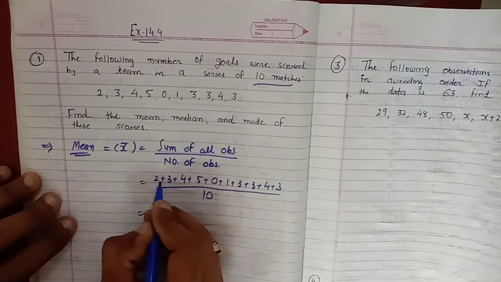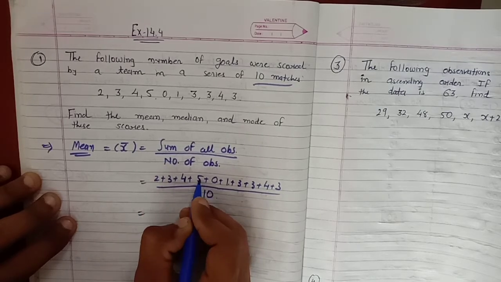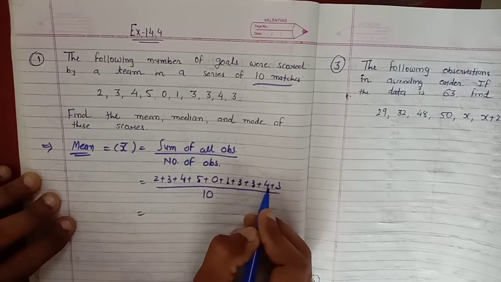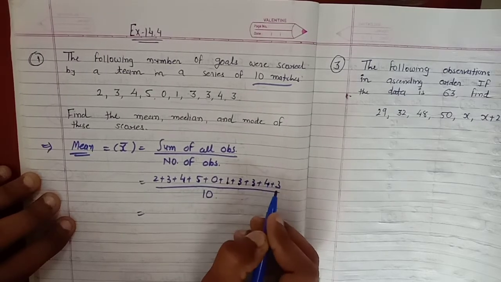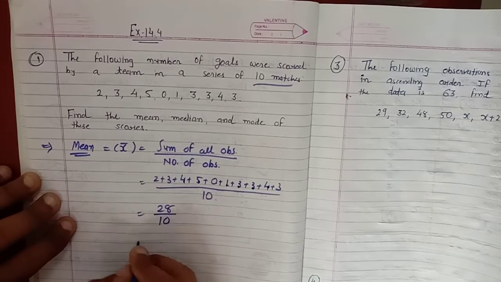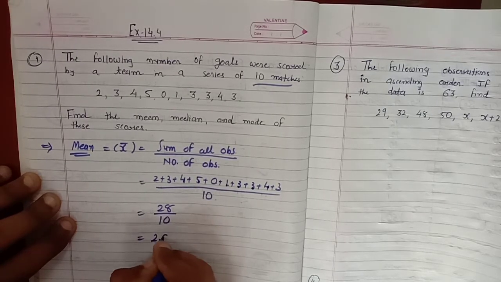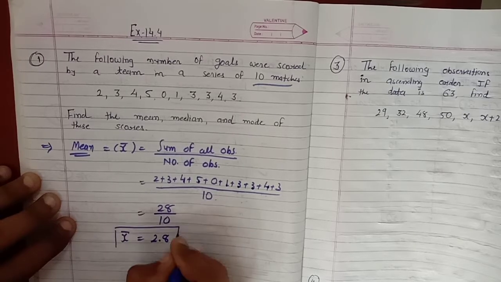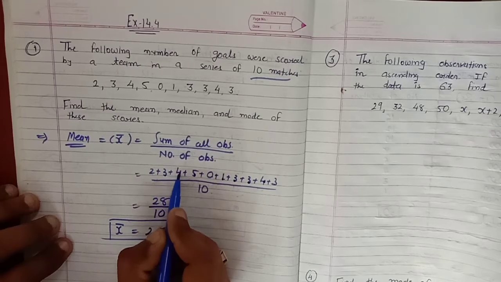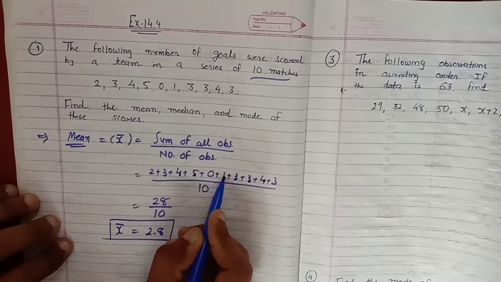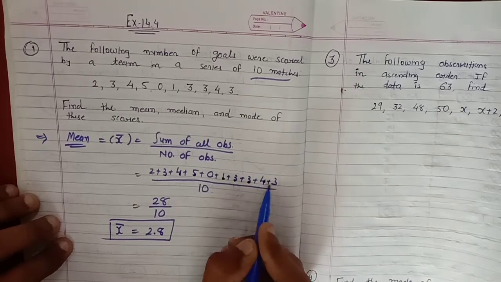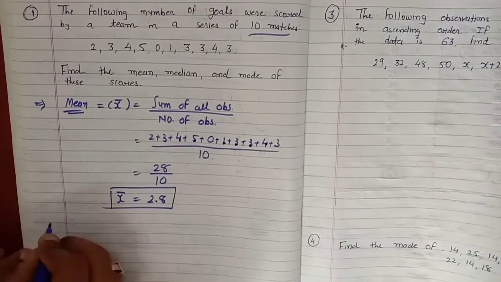Do the sum. 2 plus 3, 5, plus 4, 9, plus 5, 14, 15, 3, 18, 3, 21, 4, 25, plus 3, 28, upon 10. One decimal point transfers to the left-hand side. So x bar is equal to 2.8. Check this sum: 2 plus 3, 5, plus 4, 9, plus 5, 14, 15, plus 3, 18, plus 3, 21, 25 and 28. This is your mean.